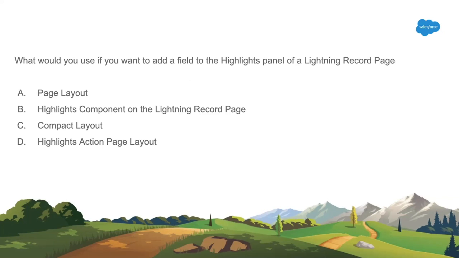What would you use if you want to add a field to the highlights panel of a Lightning record page? You want to add a field to the highlights panel. C, compact layout. Yeah, compact layout. Good. Awesome.